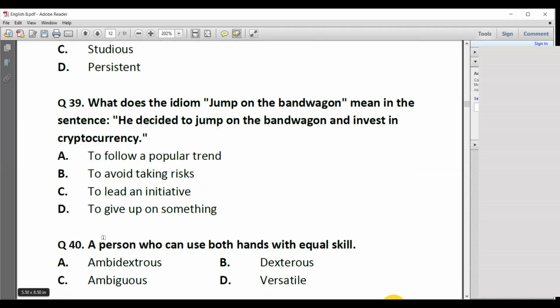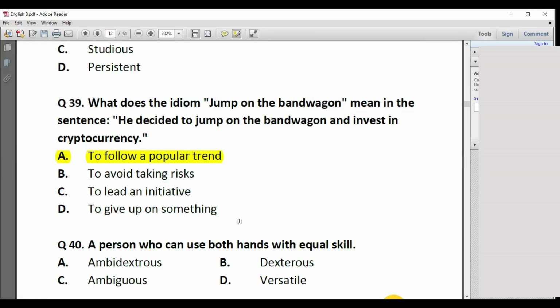Question 39. What does the idiom jump on the bandwagon mean in the sentence? He decided to jump on the bandwagon and invest in cryptocurrency. Option A, to follow a popular trend. Option B, to avoid taking risks. C, to lead an initiative. D, to give up on something. The correct answer is option A, to follow a popular trend.